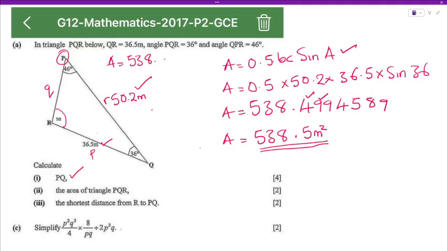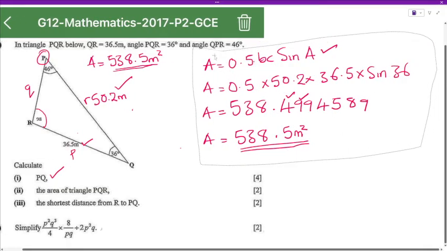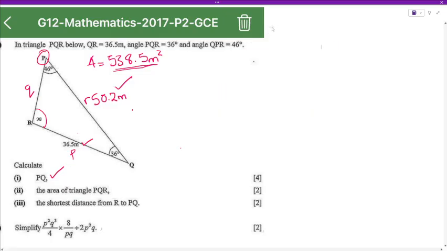So we keep the area here, 538.5 meters squared, because we need to use it in the next question. Okay, since people are following, that's good. Proceed to the next one, which is now finding the shortest distance between some points.